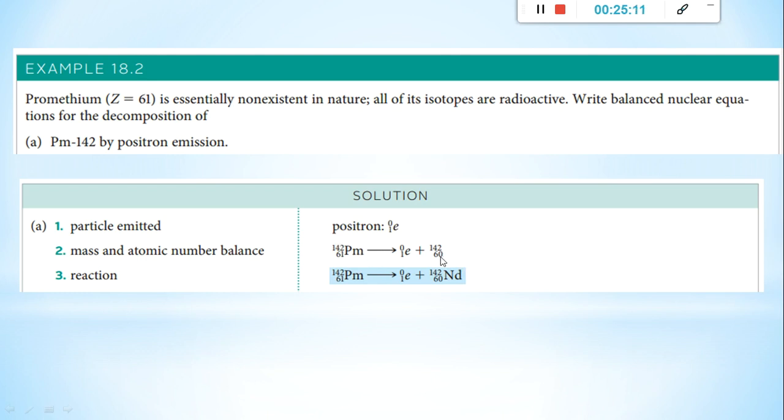If we check 60 in the periodic table, an element with atomic number of 60 is neodymium. So therefore, we have the reaction. Promethium 142 produces, as it emits a positron, it also produced neodymium 142.